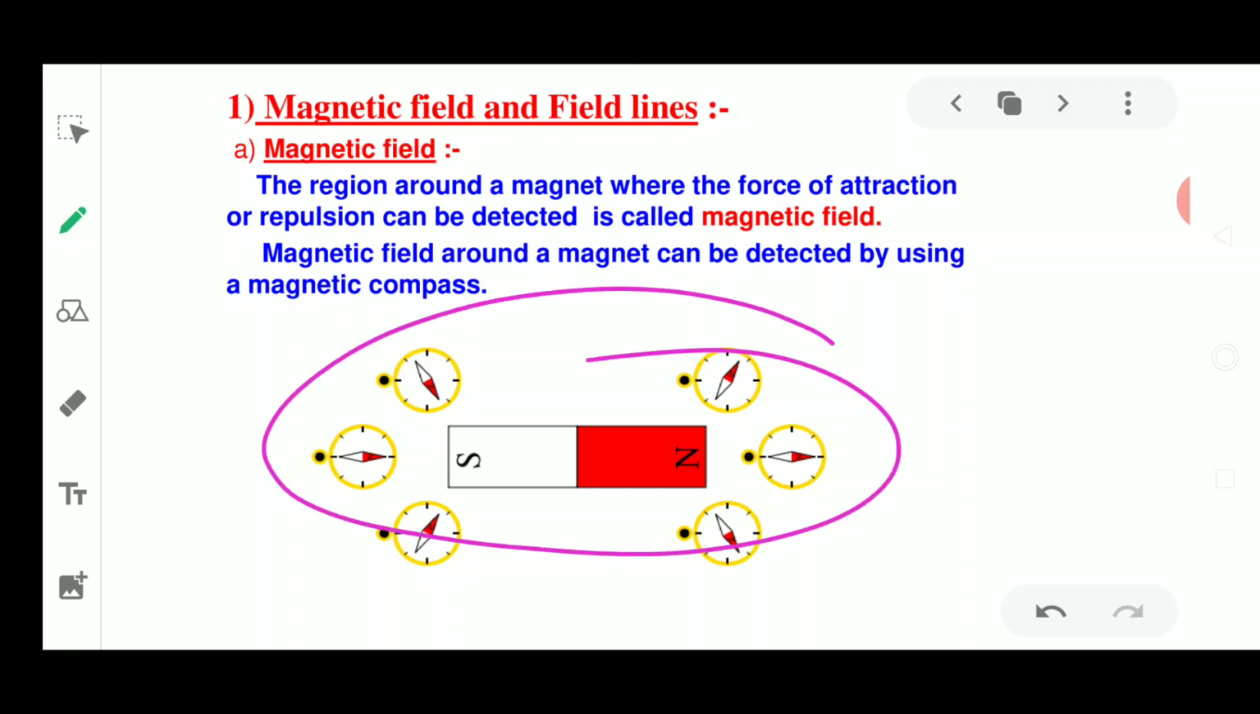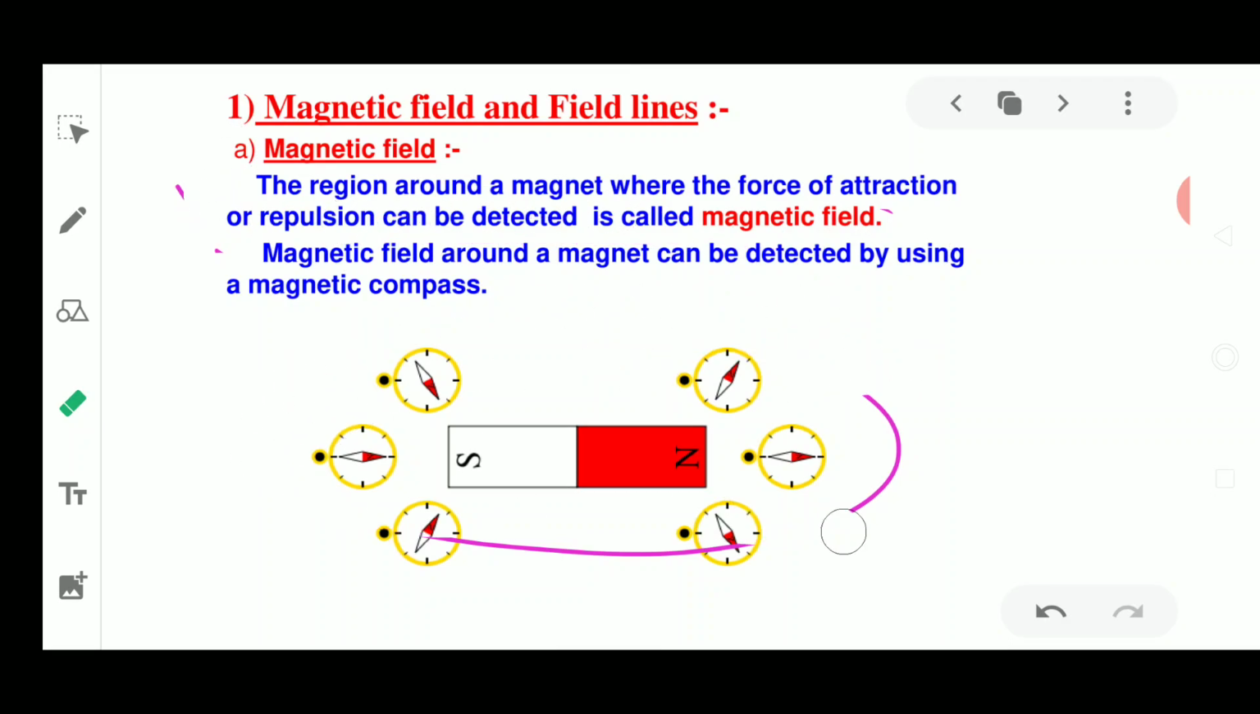What kind of area around a magnet? It is an area in which the magnetic property could be seen, meaning the force of attraction could be measured or detected. So a magnetic field is a region around a magnet where the force of attraction or repulsion could be detected. I told you that field means an area. This area lies around the magnet, where this force of attraction and repulsion could be observed. So this is called the magnetic field.